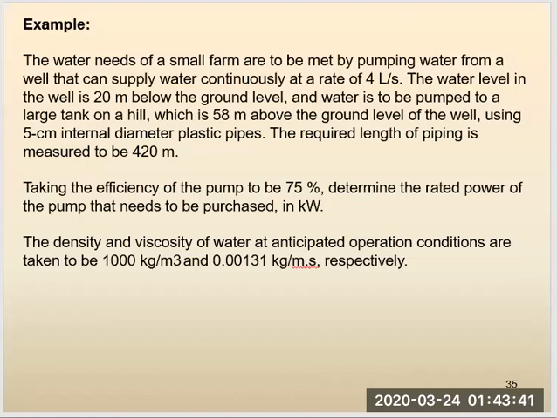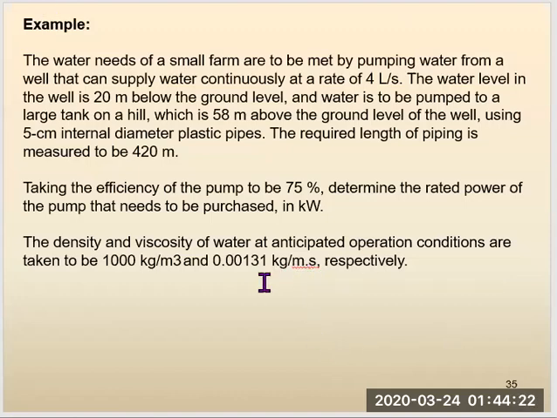The required length of piping is measured to be 420 meters, taking the efficiency of the pump to be 75%. What is the rated power of the pump that needs to be purchased in kilowatt? The density and viscosity of water at anticipated operation conditions are taken to be 1,000 kilogram per meter cube and 0.00131 kilogram per meter second, respectively.